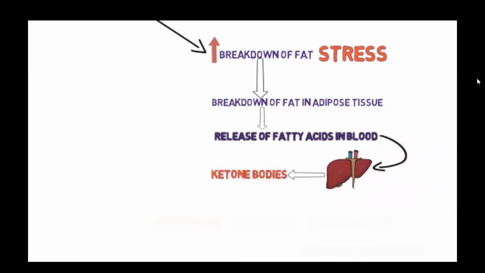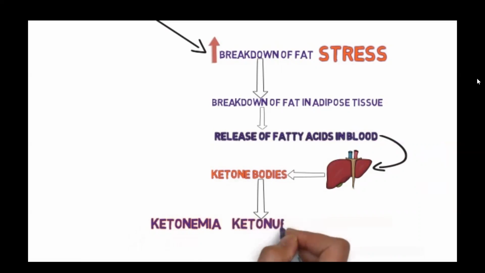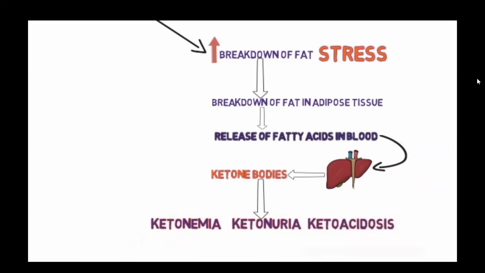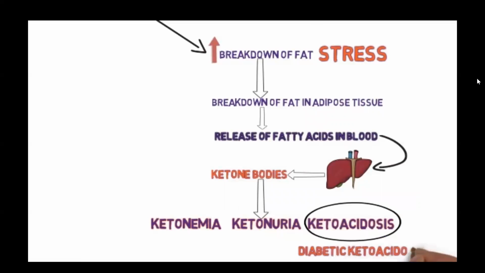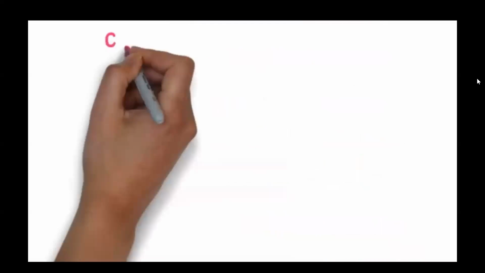Now it's important to know that as a result of the increased production of ketone bodies, we get ketonemia. This is an increase in the ketone bodies within the blood. Then we get ketonuria, which is the spilling of ketone bodies in the urine. And since ketone bodies are acidic in nature, we get acidosis, which is known as ketoacidosis. And since this is due to diabetes, it is termed diabetic ketoacidosis. This is the main pathophysiological feature of diabetic ketoacidosis.